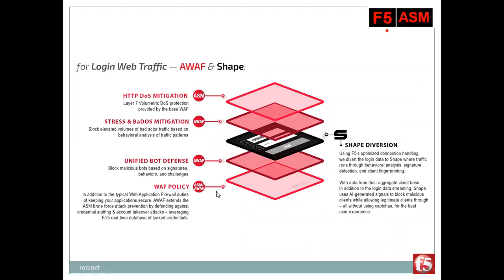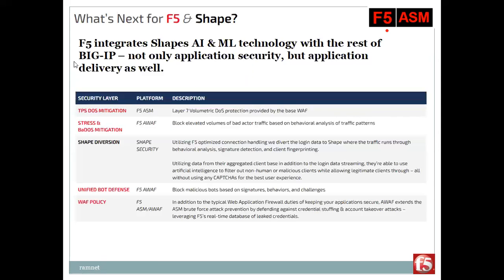You can go through this slide and start learning all these things. But first of all, I just need you to understand how to configure the ASM properly. These are all added features on top of it. Every feature has its own way of configuration, and complexities are there. You need to go through the whole thing. And what is next for F5 and Shape? F5 will integrate Shape with the AI and ML technology with the rest of Big-IP, not only application security but application delivery as well.